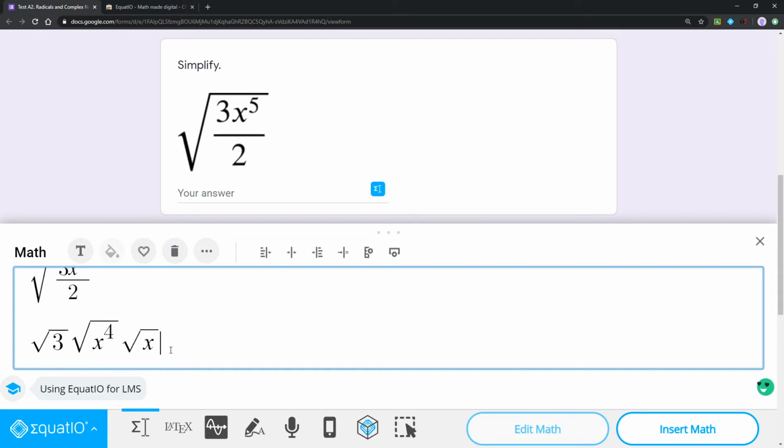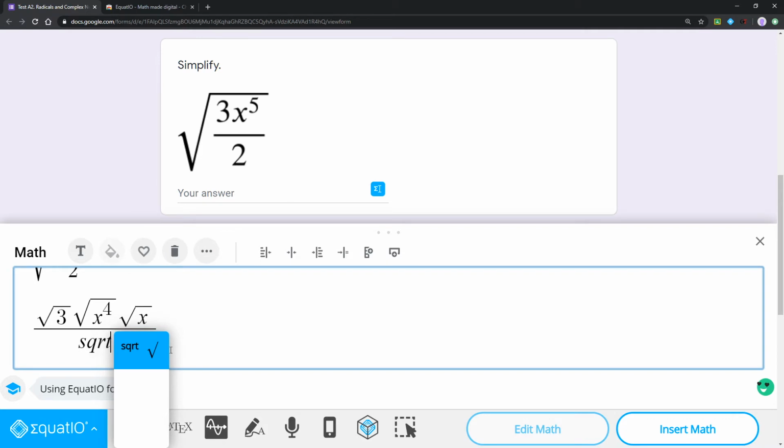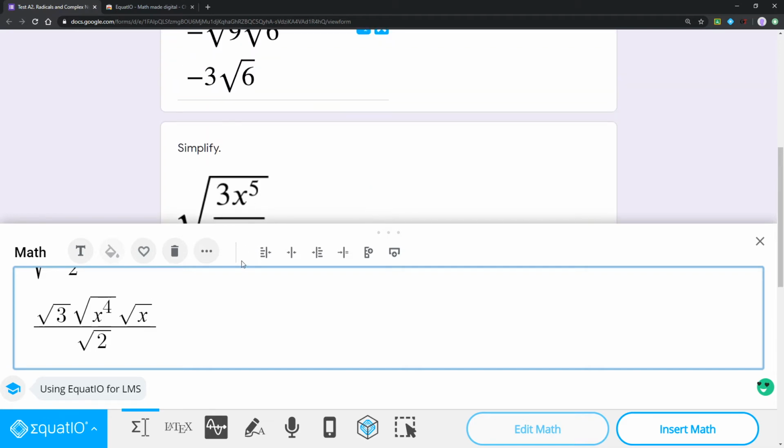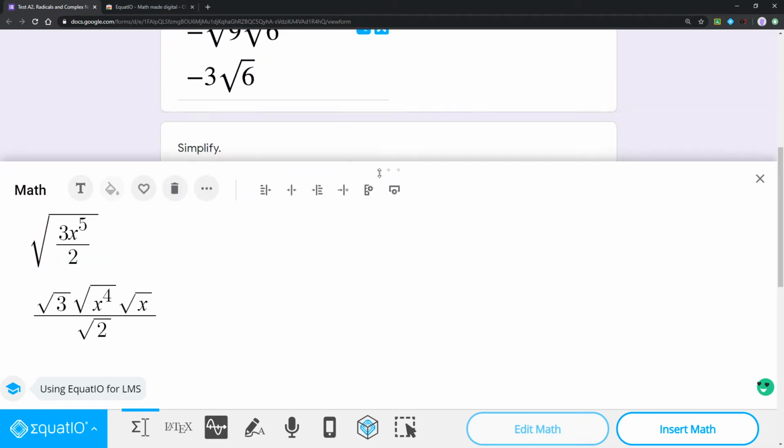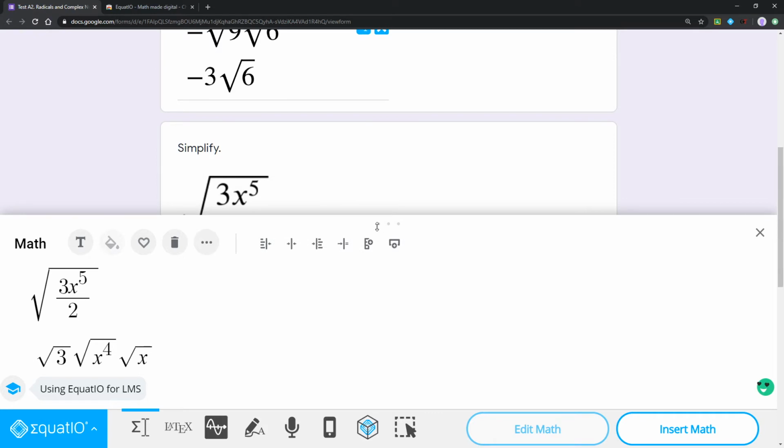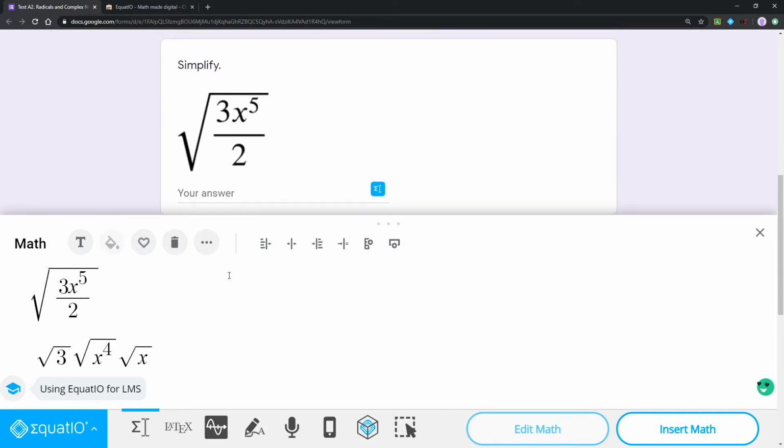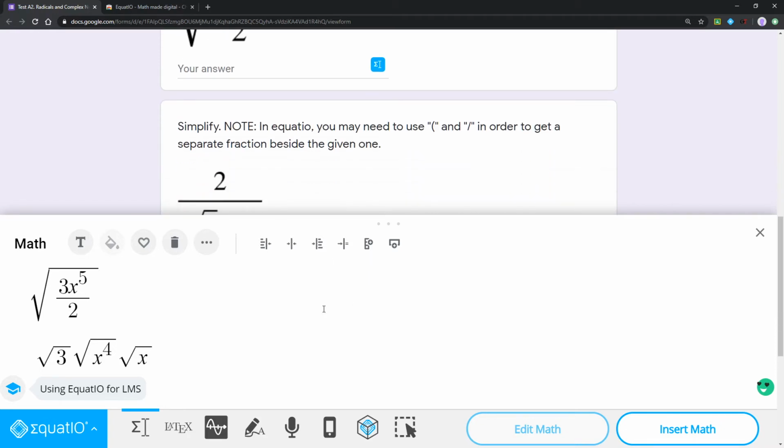And now I hit, oh dear. Now if I hit divide, the slash, I can have square root of 2 in the denominator. So what I've done is a few things, and actually, here's another trick. If you want to see more of your math, you can drag the 3 dots part there. I've distributed the square root over all of the terms, and I've begun to simplify the x to the fifth.